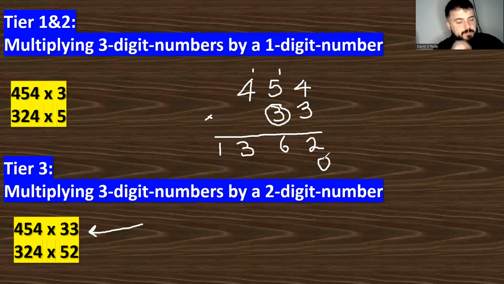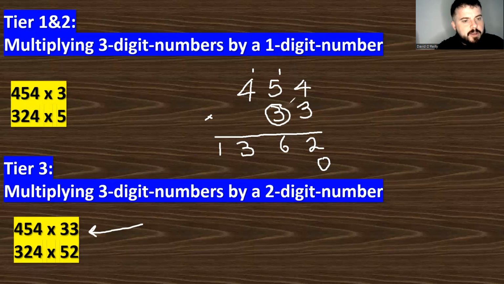This is a placeholder, okay? It's to show that we're multiplying by 30. We're not multiplying by 3 here, we're multiplying by 30. So when I do 3 times 4 in a minute, what I'm really doing is 30 times 4, because I have this 0 here already, okay? That's why we do it. So always remember to put this 0 before we move on to the next number. Okay, now let's do it.